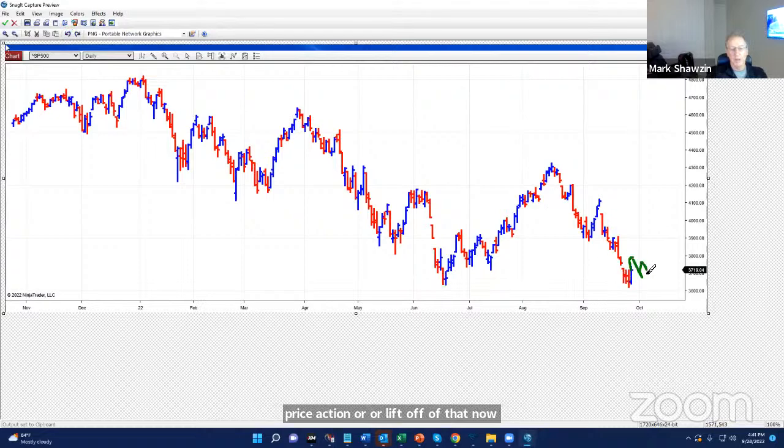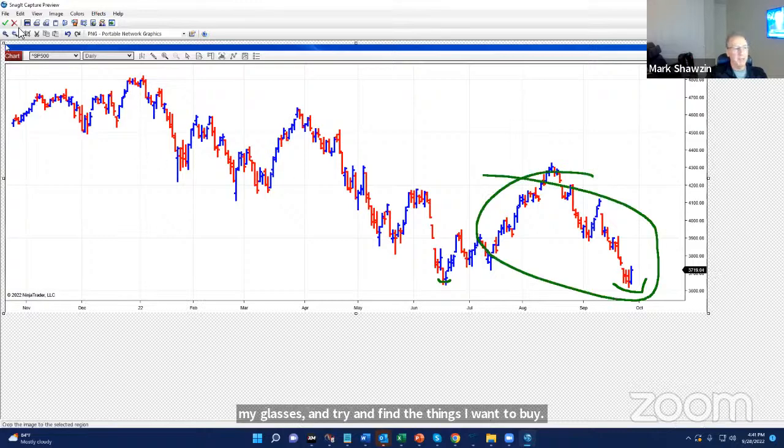Now, we could just go nowhere. We could just continue to hover. But I think that it's probably going to take a couple of weeks before we get going again. So in the meantime, there's all kinds of opportunities. Once you realize that maybe there's a support zone here, then I get out my visor, my glasses, and try and find the things I want to buy. But it's independent of what the S&P is going to do.